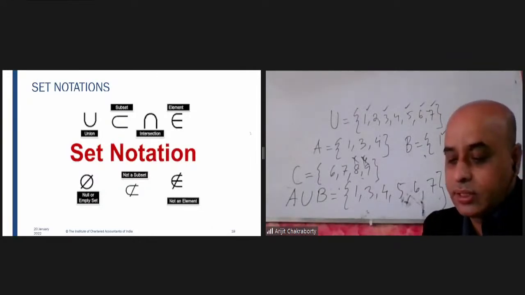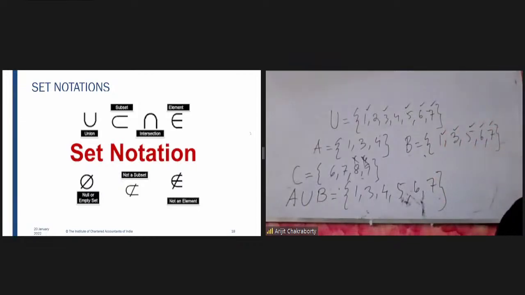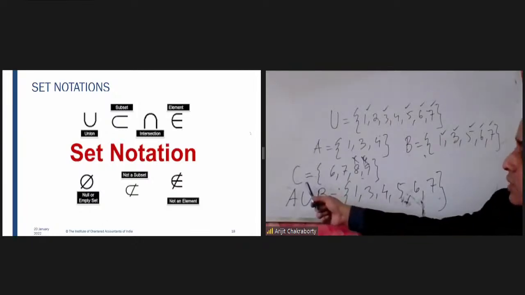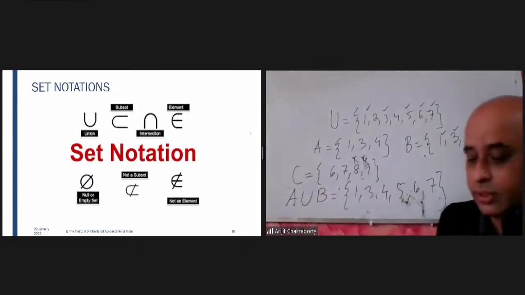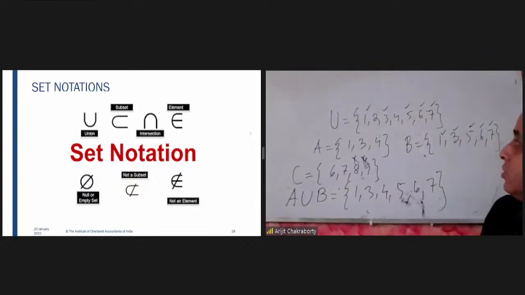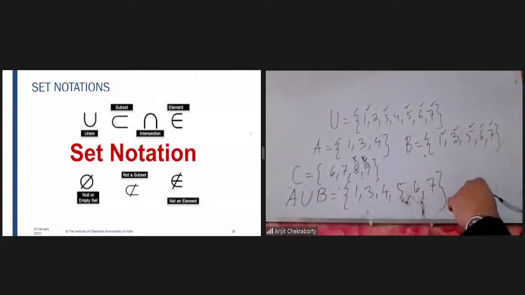Many of you have written C. Yeah, 2 is not there. You have written correctly that in case of set C, C is not a subset of U because we have 8 and 9. Very good. 8 also is not there in U. We have 1, 2, 3, 4, 5, 6, 7. Now A union B is done. I hope you are clear with this.